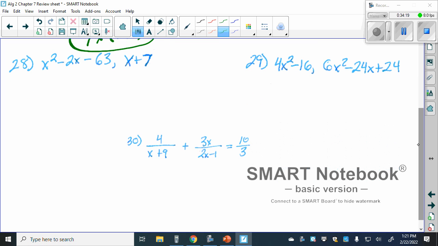We're also going to look at 29. Now, number 29, we do need to factor these as far as we possibly can. So looking at 29's 4x squared minus 16, well, they do have a greatest common factor of 4. And if I factor a 4 out of 4x squared, we're left with x squared. And if I factor a 4 out of 16, I'm left with 4.